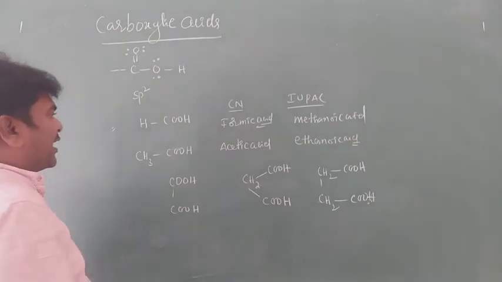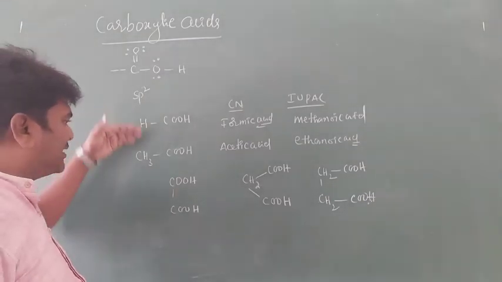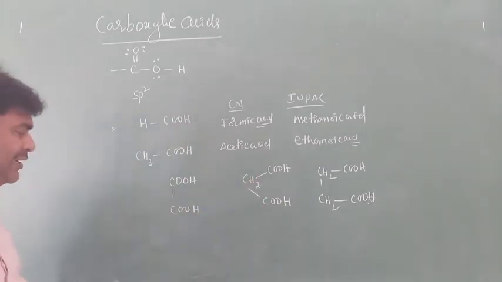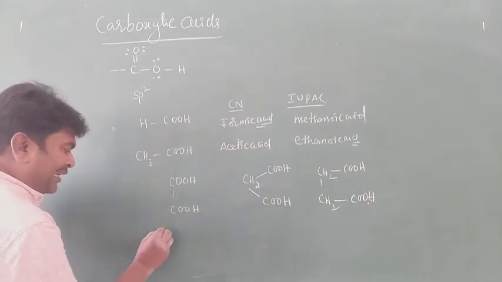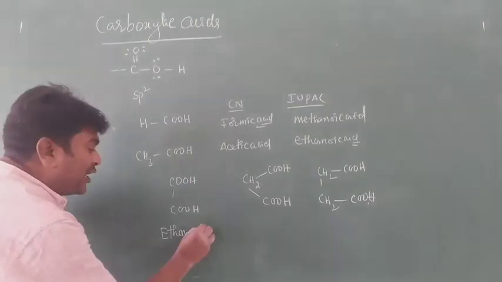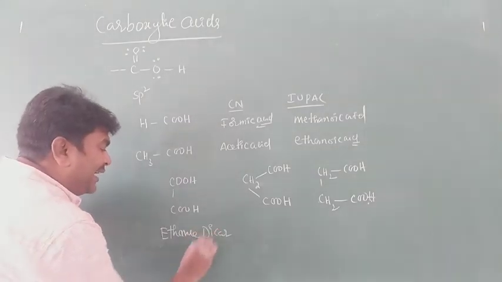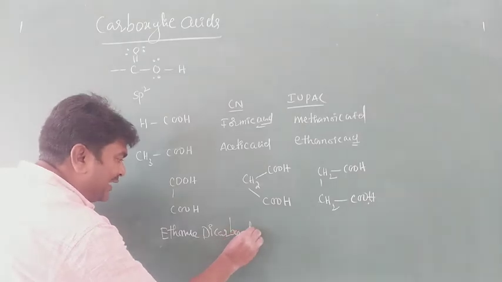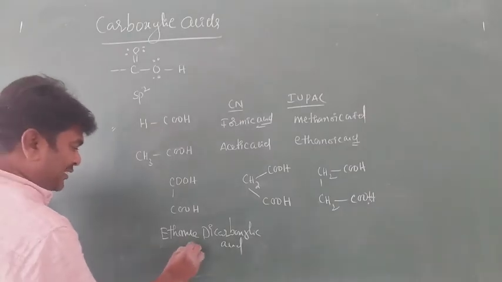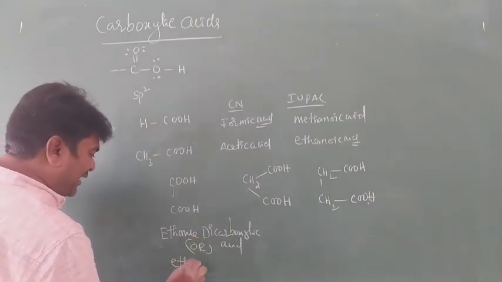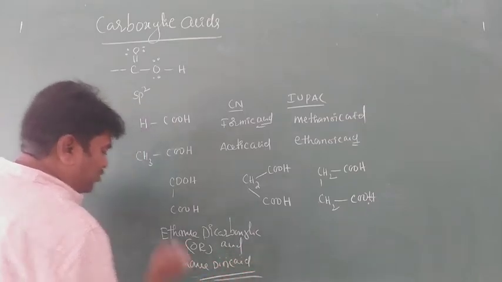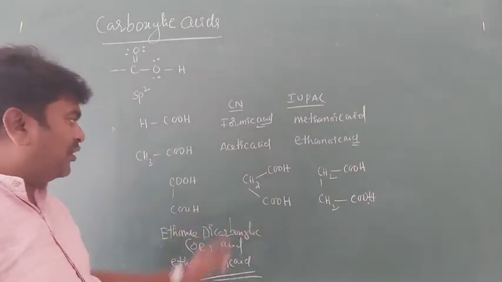What is this name? Comparing with monocarboxylic acid, these all are examples of dicarboxylic acids. Two carbons are there, ethane. It is very important, my dear students. Ethane dicarboxylic acid, or ethane dioic acid is another name. It is very important, my dear students. Dioic acid.